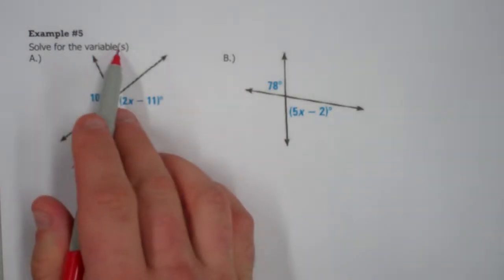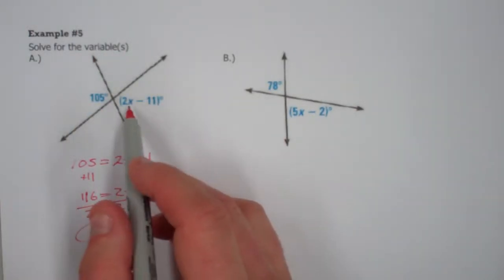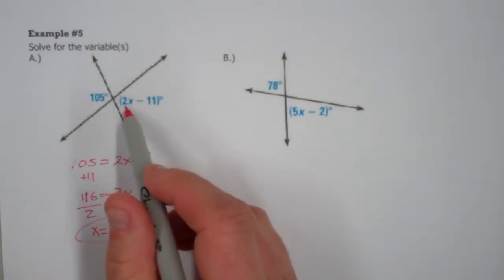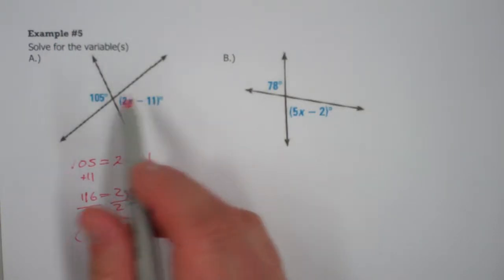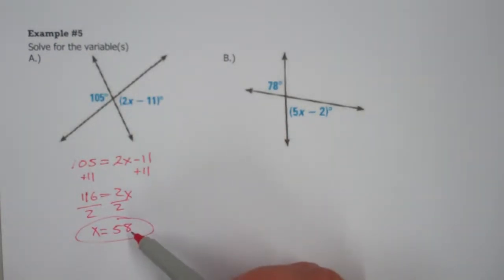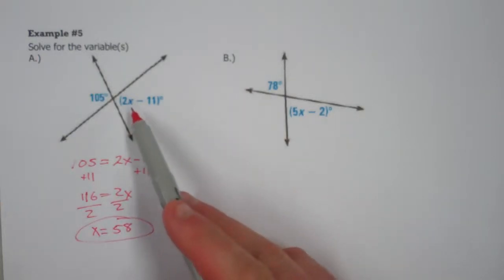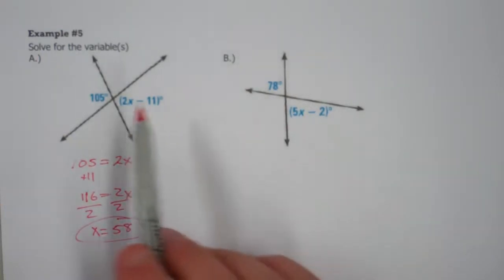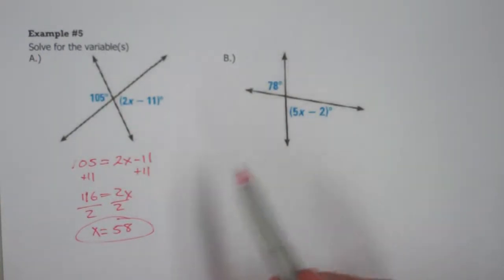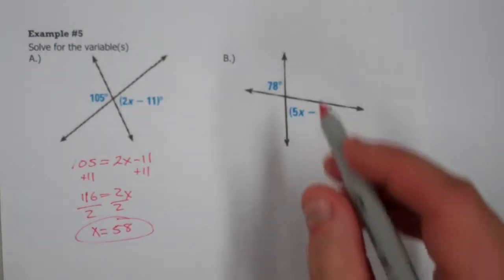We just have to solve for the variables. We could actually plug the 58 back in here. We would get 116 minus 11 is 105, so that is actually a good thing to do to check your work, to plug that x back in, but we don't have to actually figure out what the other angle measure is, we just have to figure out x here.